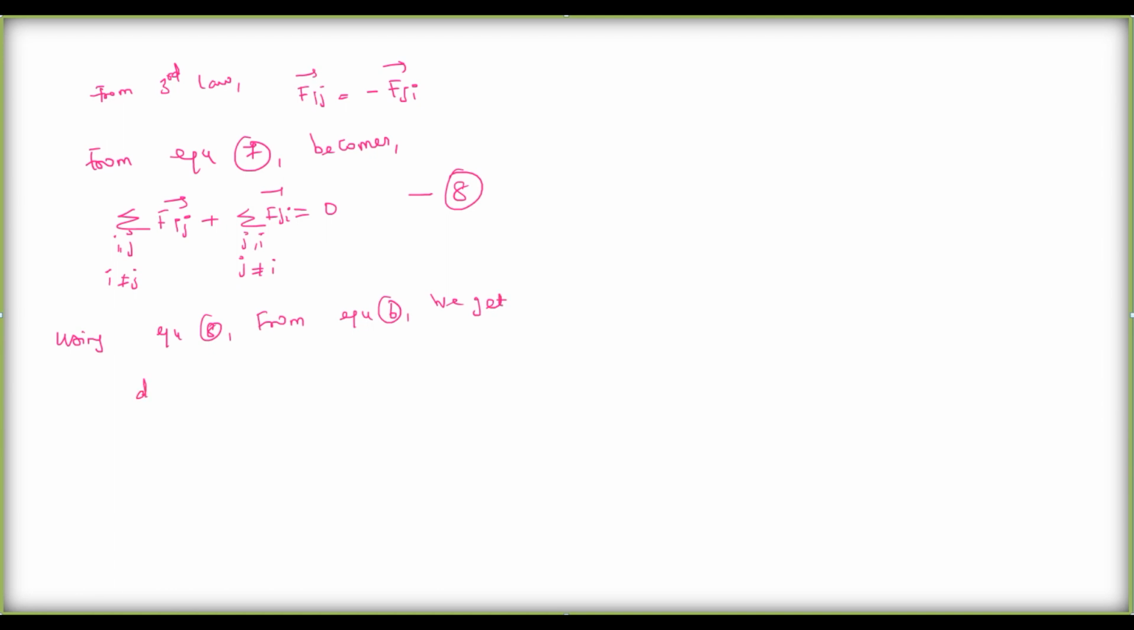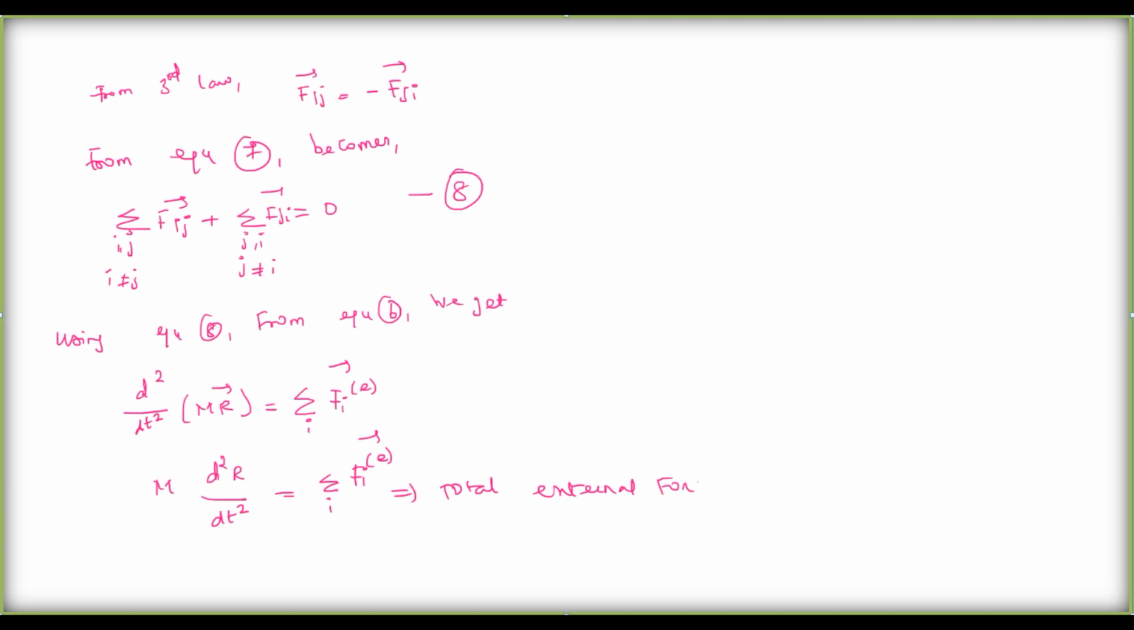From equation 6 we substitute this one: d square by dt square of m r vector is equal to summation i Fi external vector. So m d square r by dt square is equal to the total force, summation i Fi external force, which is the total external force acting on the system of particles.